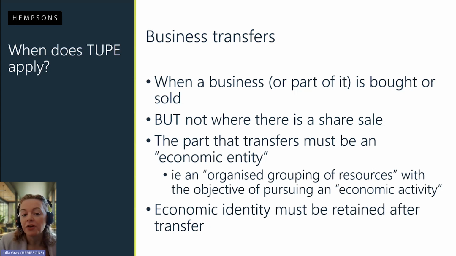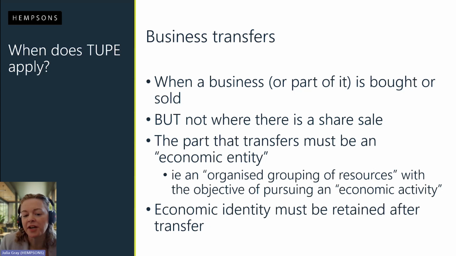For TUPE to be invoked in this type of transfer, the business or the part of the business must be an economic entity by itself, and there must be an organised grouping of resources comprising that entity pursuing an economic activity. And the entity has to retain its identity after the transfer, the same as it was before. So in other words, there must be something identifiable or recognisable carrying out the same activity after the transfer.